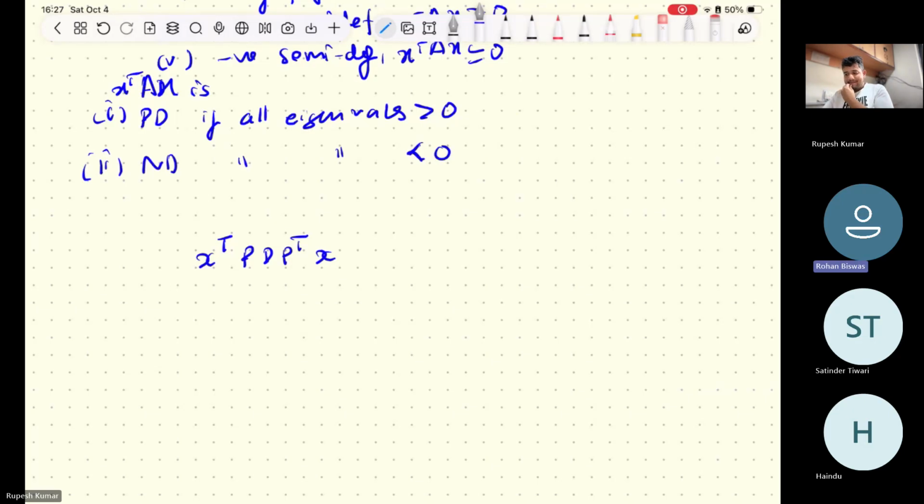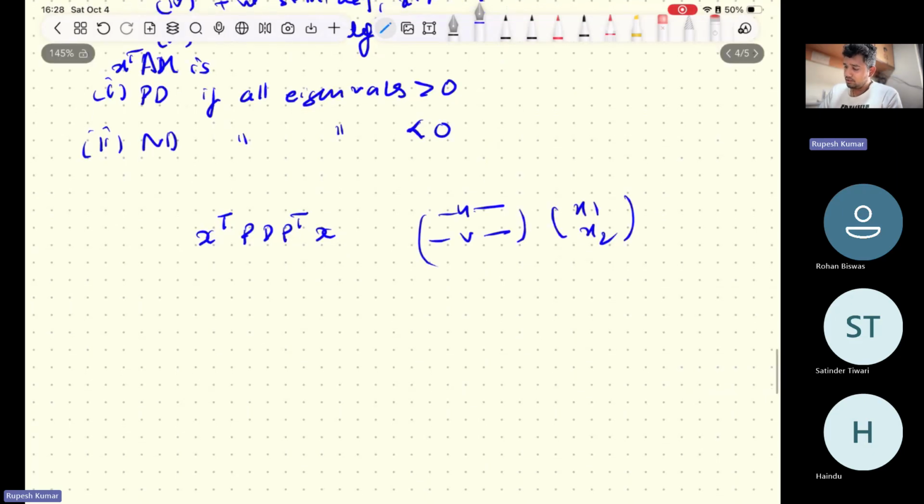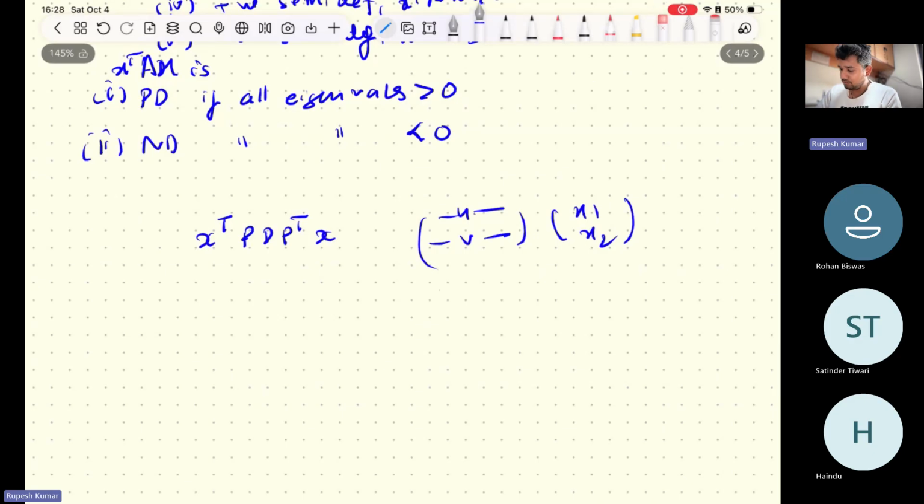Right. We can expand and see how the form will look. It is essentially P transpose X, right? So P is U, let's call this V, into X1, X2. So this is U dot X1, U dot X2. And then you multiply it with the diagonal matrix. So it becomes a diagonal matrix with these entries. Just multiply and see what it looks like.